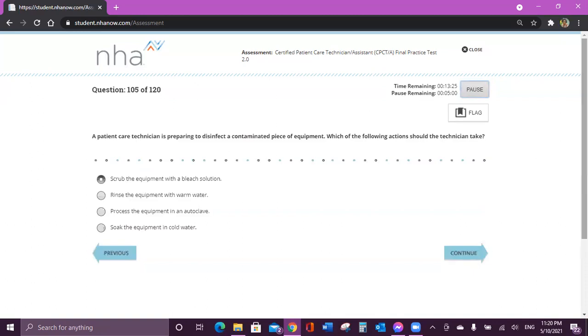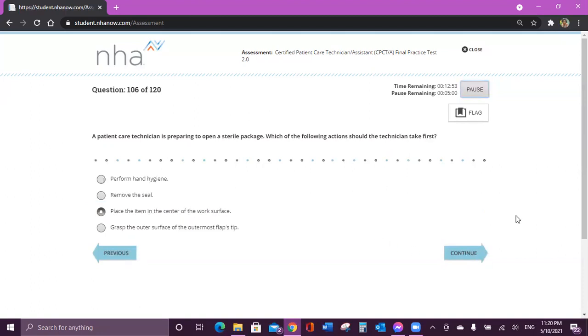A patient care technician is preparing to disinfect a contaminated piece of equipment. Which of the following actions should the technician take? Scrub the equipment with bleach solution? No. Rinse the equipment with warm water? No. Process the equipment in an autoclave. Soak equipment in cold water? Rinse equipment with warm water? No. Oh yeah, autoclave, that one, yeah.